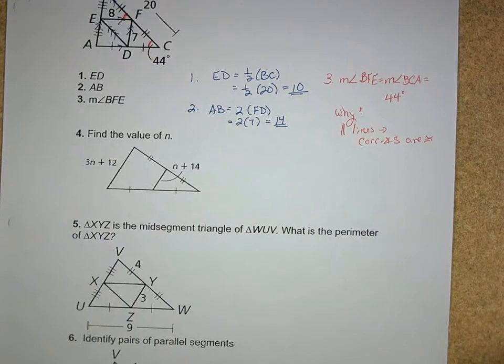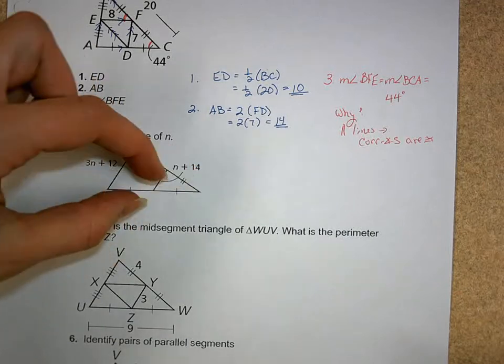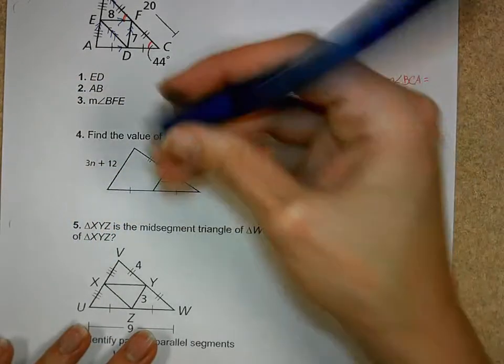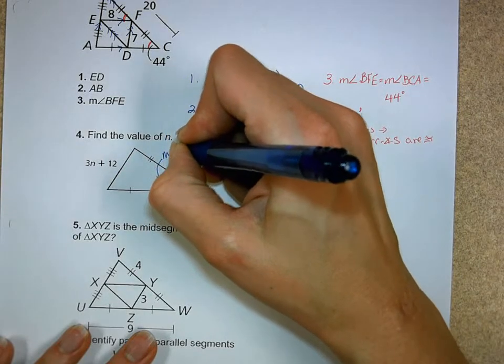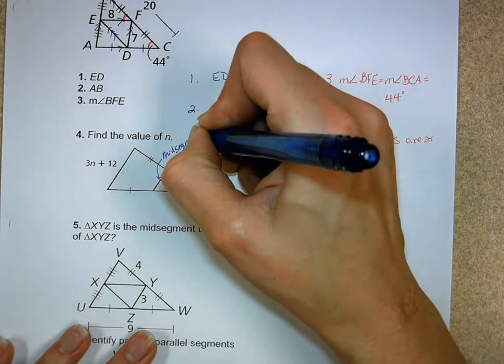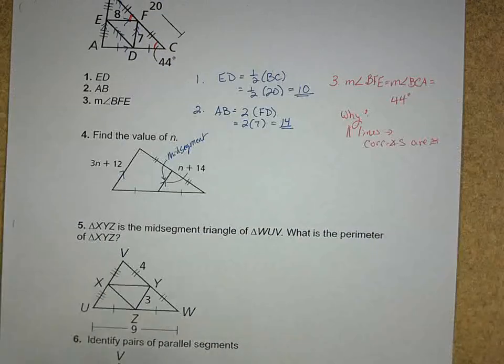Let's look at number 4. It says find the value of n. Well, I have the length of 2 segments. One is a mid-segment. If you need to, draw an arrow there and go, all right, mid-segment. We know it has to be parallel to that third side of the triangle, and it's half its length.